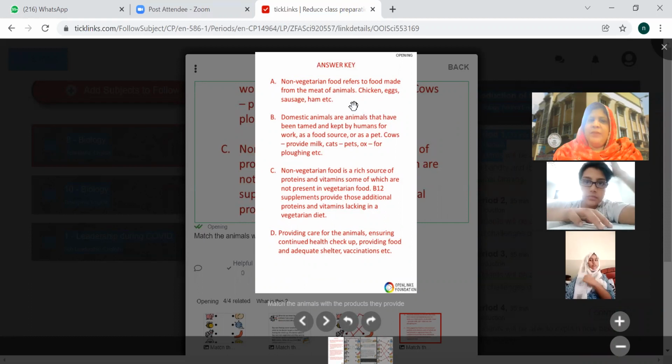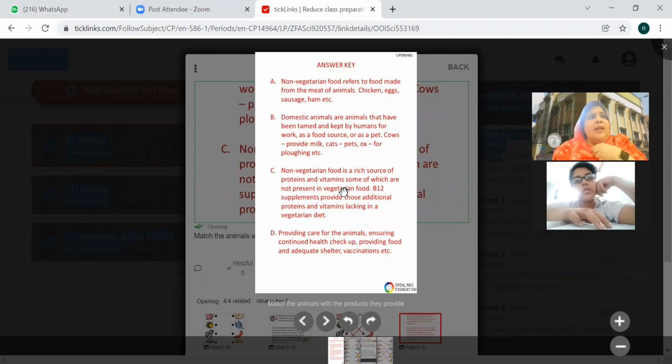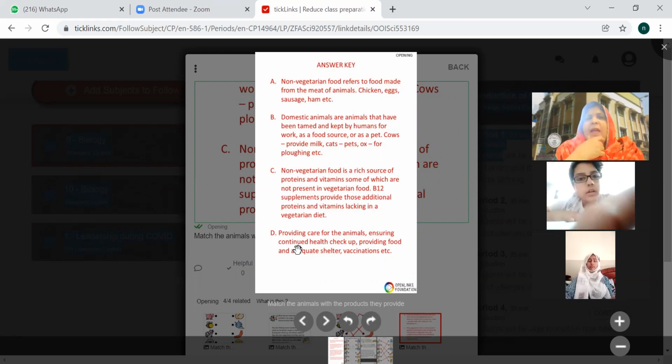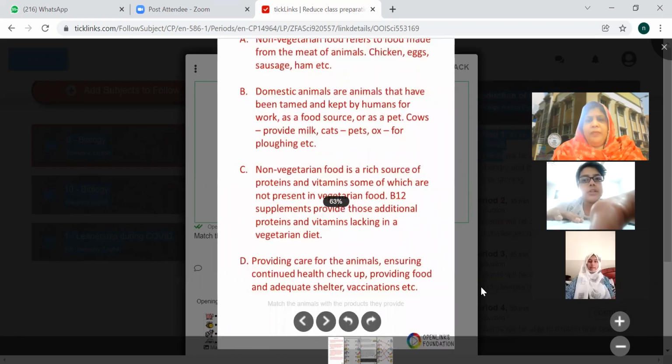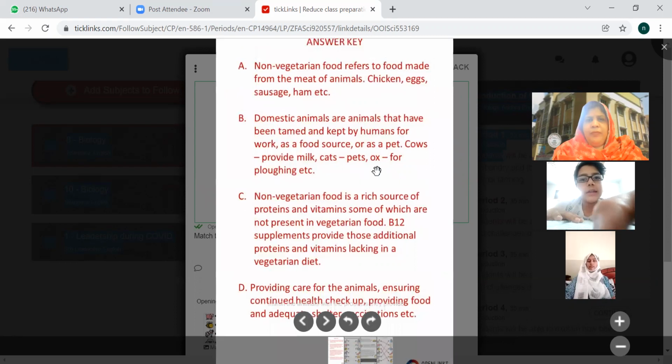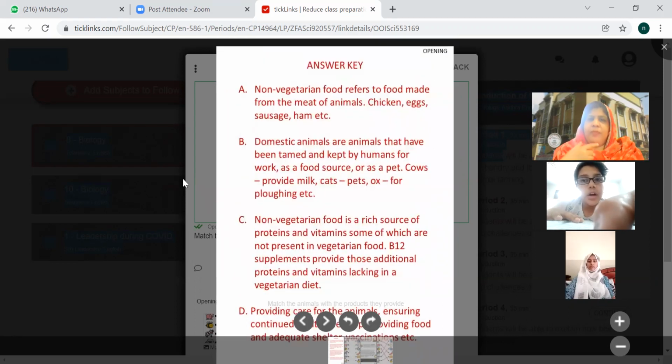And what are domestic animals? Please note it down, note down all this. Domestic animals are the animals... Can you read the B1, Ali? While reading, if anyone has any doubts, please ask me so that we can get it clarified. Domestic animals are animals that have been tamed and kept by people for work, as a food source, or as a pet. Cows provide milk, cats are pets, ox are used for plowing, etc.